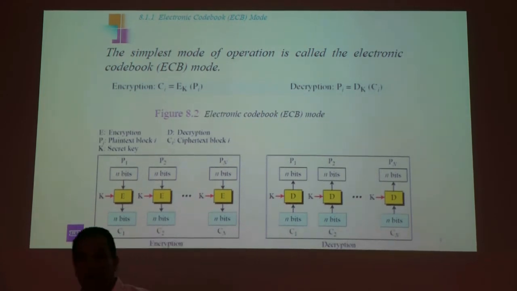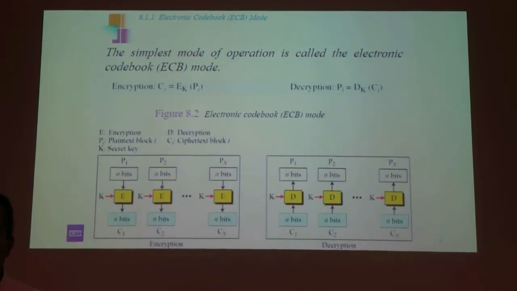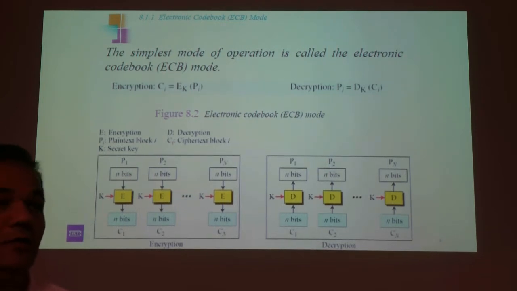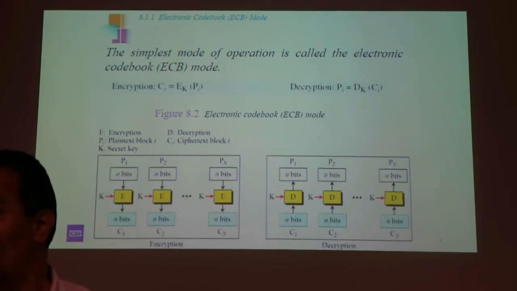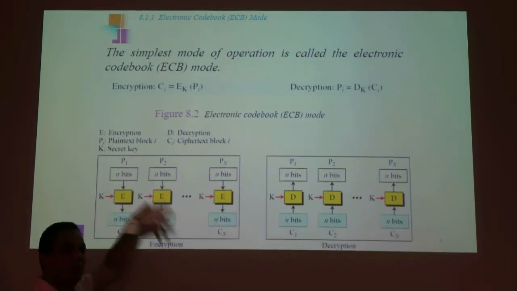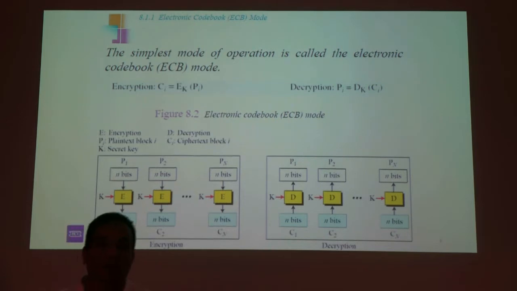Is there any problem with this? Are there any advantages or disadvantages? Let's have a discussion. Speed: is it slow or fast? Fast, because they are independent. It doesn't have to finish one block before the next; it's not necessarily sequential, block after block. It could be in parallel. There's no problem. If they are independent, it could be in parallel. So if I have 20 blocks, I could encrypt them at the same time.